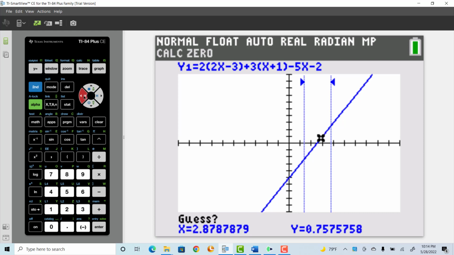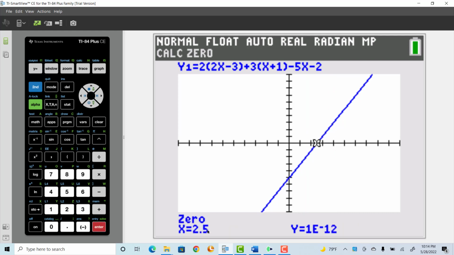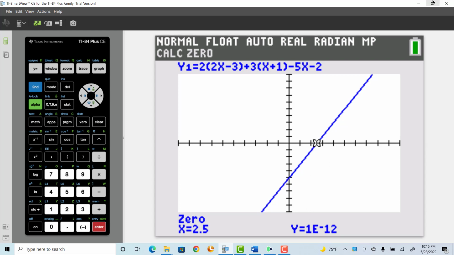Okay, it wants a guess now, so I'm going to guess, and it gives me the answer. This number means 1 times 10 to the negative 12. That means it's got a decimal point and then 12 zeros, which means it's an extremely small number. So we count this as a 0. Anytime I'm looking for an x-intercept, the y will be equal to 0.